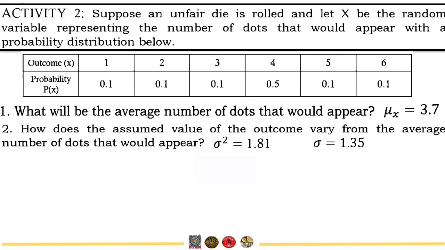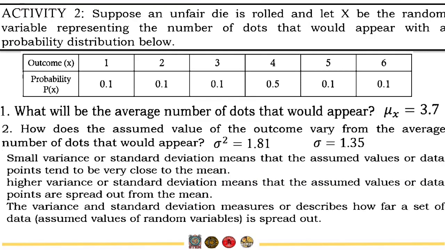So let's have our conclusion. A small variance or standard deviation means that the assumed values or data points tend to be very close to the mean. A higher variance or standard deviation means that the assumed values or data points are spread out from the mean.